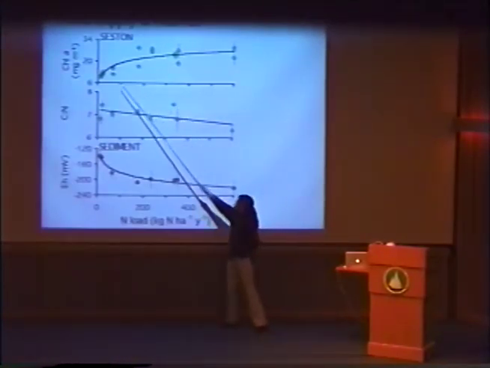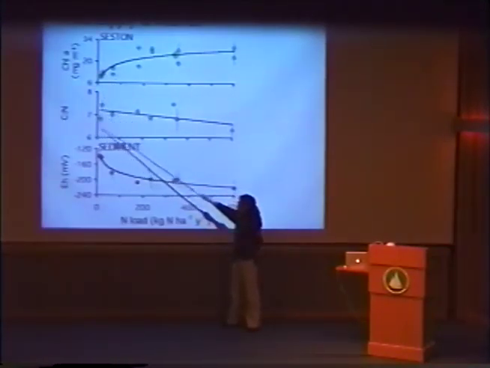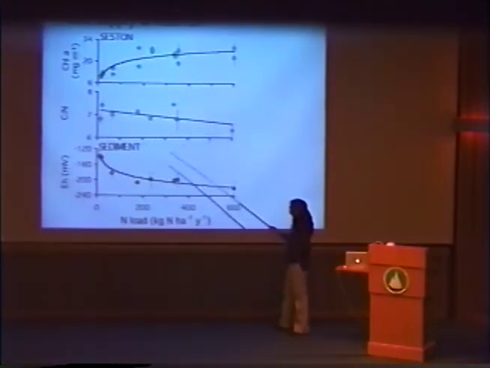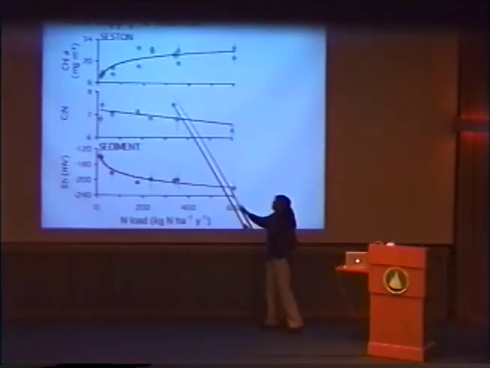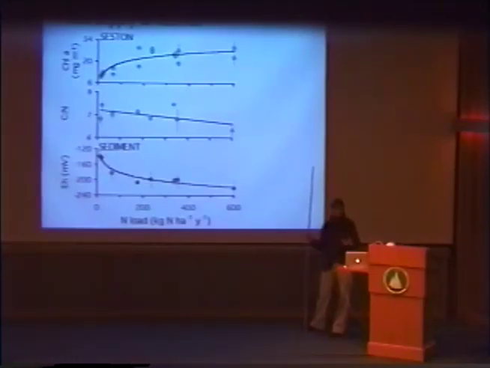Now the first panel shows you the chlorophyll A. Now remember, that's a proxy for food supply. The chlorophyll A concentrations, and the second panel is your C to N ratios versus nitrogen load. And what we found was that as nitrogen loads increased, we found a significant increase in chlorophyll A concentration, suggesting there was an increase in food supply for these animals as nitrogen loads increased.